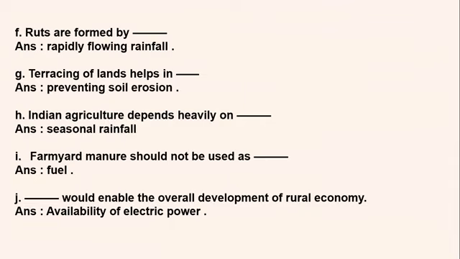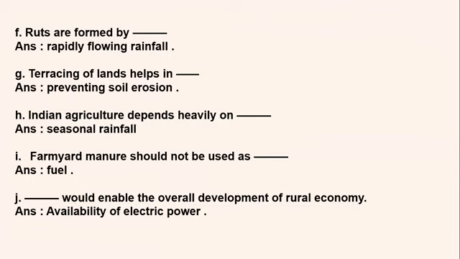Next, farmyard manure should not be used dash. Farmyard manure means the manure made for agricultural farms, the fertilizers, that should not be used as fuel. Fuel is just to burn and have fire, either for cooking or some industrial purposes. We should not use farmyard manure that way because it's mainly meant for agriculture. So it's fuel.